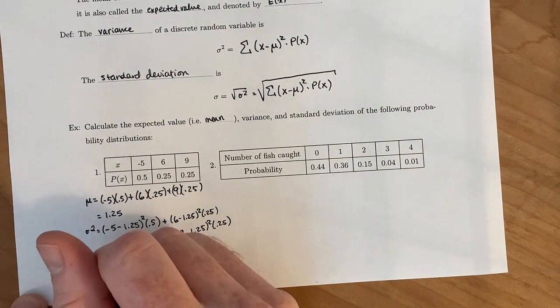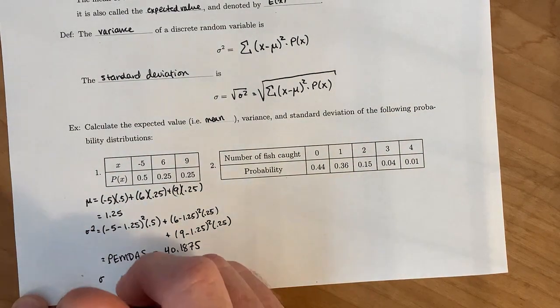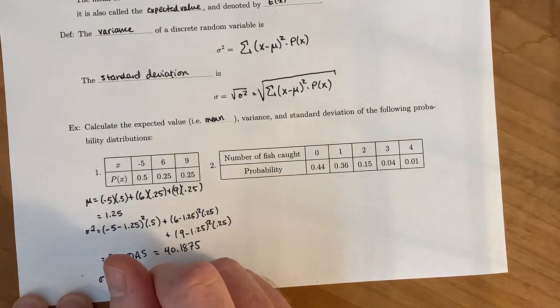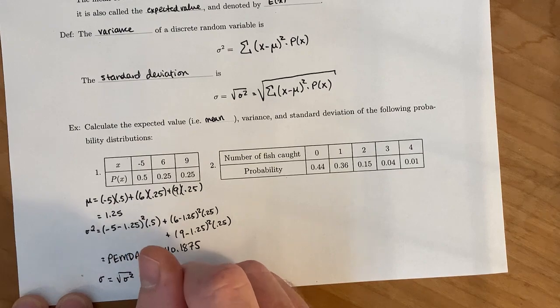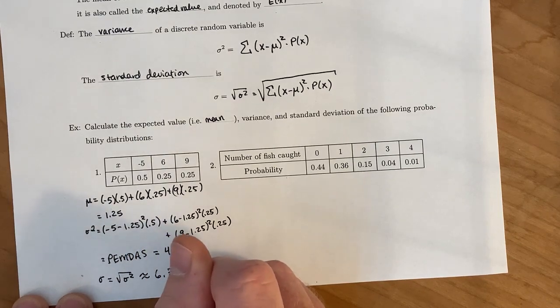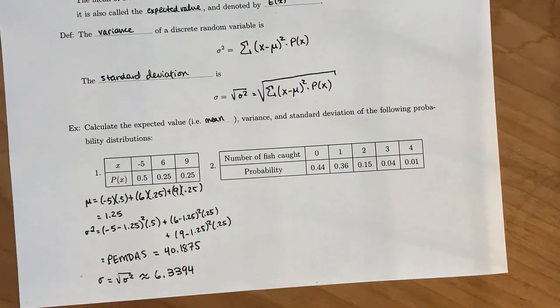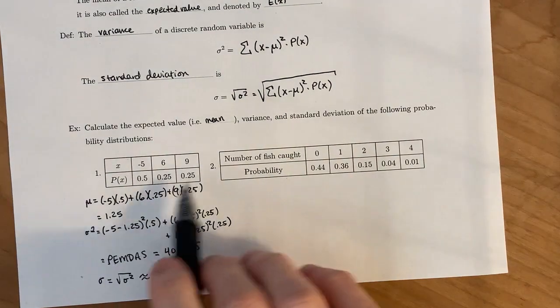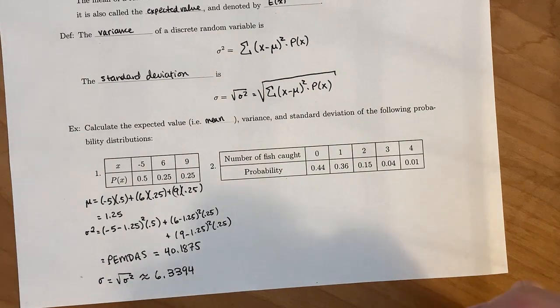And so the standard deviation, sigma, is the square root of the variance, which this will give us roughly 6.3394. Right, and so one standard deviation is fairly large compared to our actual values that we're looking at. And that's just because of the amount of spread in the data that we have.